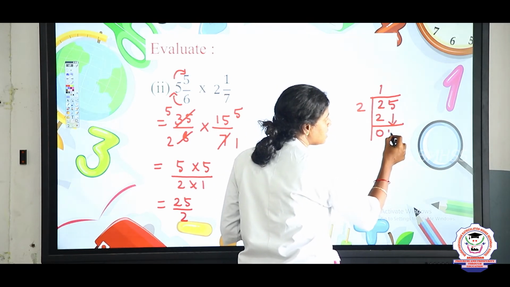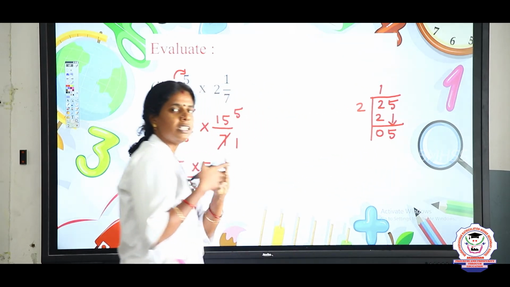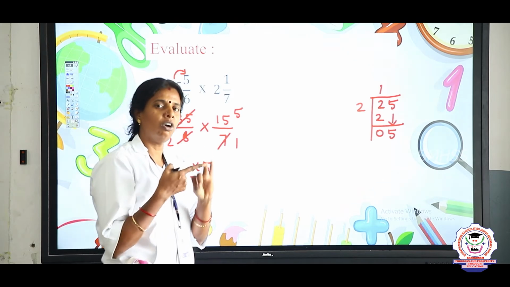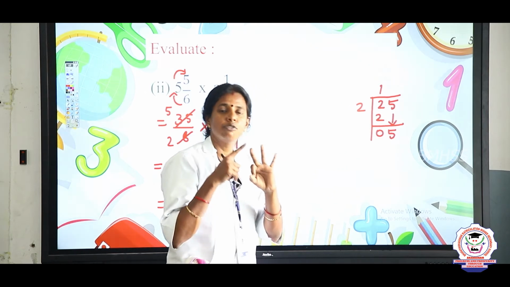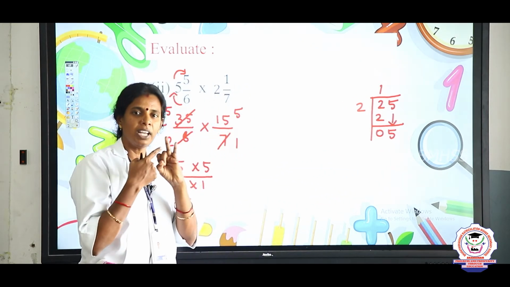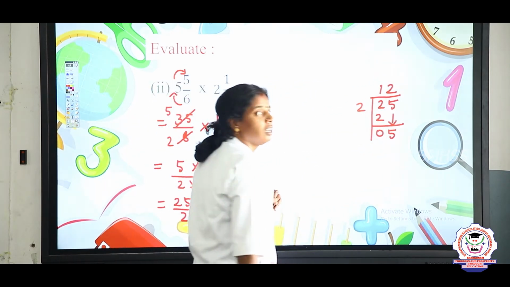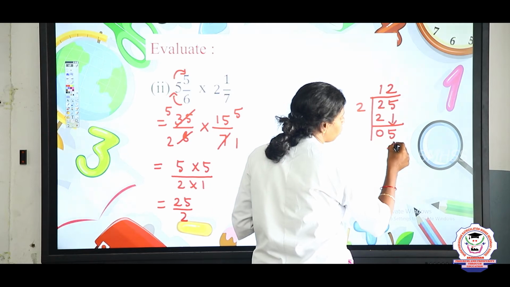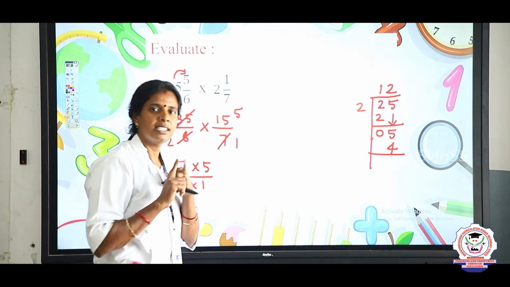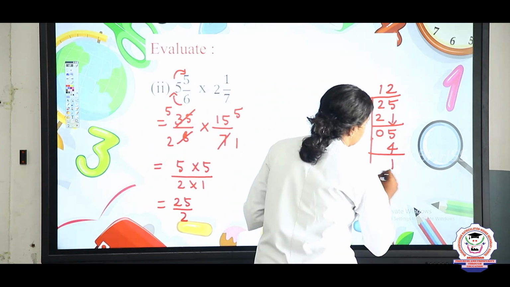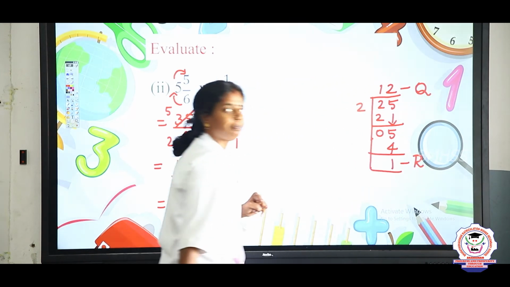The next number is 5. How many 2s are there in this 5? 2 1s are 2, 2 2s are 4, 2 3s are 6. 6 is greater than this 5. So, we can't take 3 times. So, how many times are we going to take? 2 times. So, first we need to write it in the quotient. 2 2s are 4. What is the remaining now? 5 minus 4. The remainder is 1. So, remainder is 1 and quotient is 12.